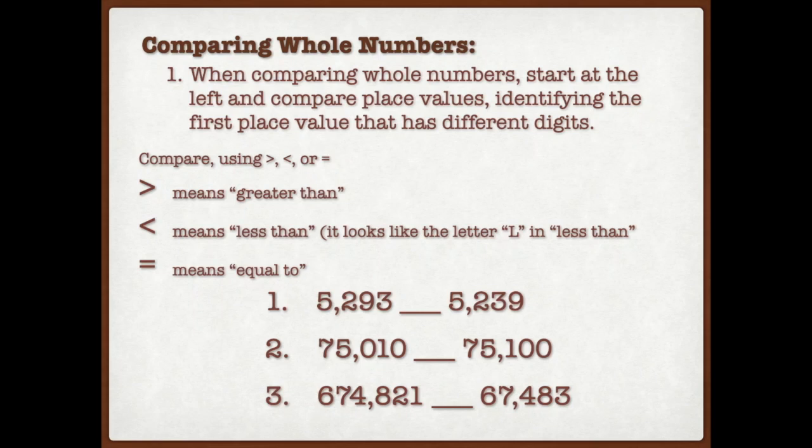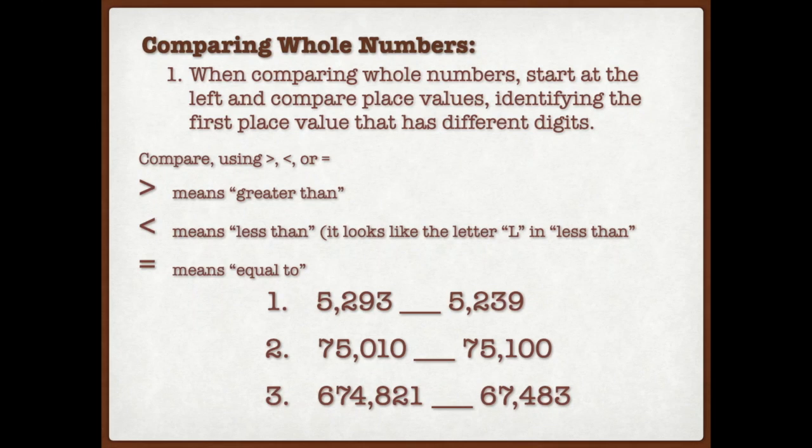So remember, we're always looking at the left-hand side, so the 75,010 is what? Is less than the 75,100. So I look at the left side, that left number is less than 75,100. I'm going to make a little opening to my right-hand side. It looks like an L, like a capital L. So that is my hint for less than. Less than.